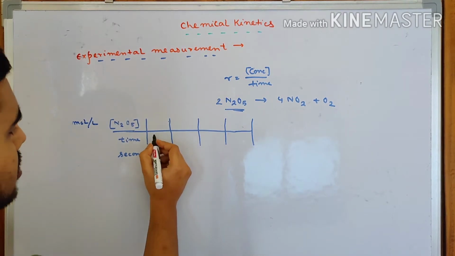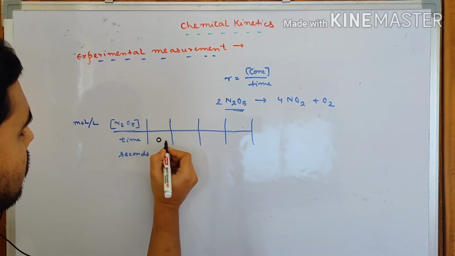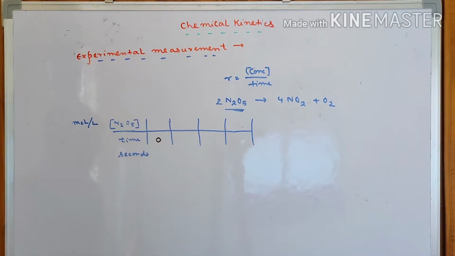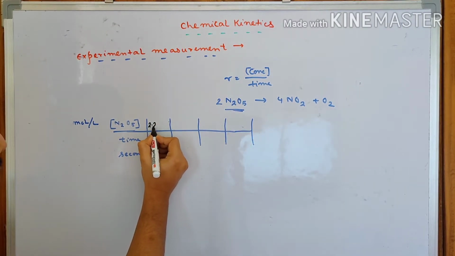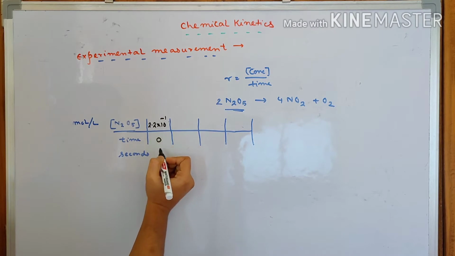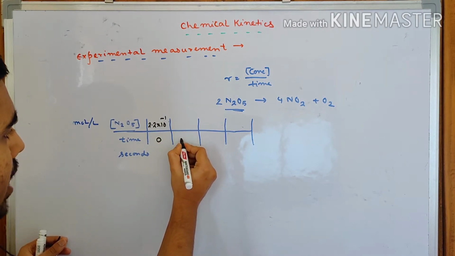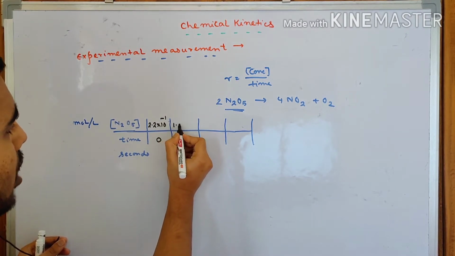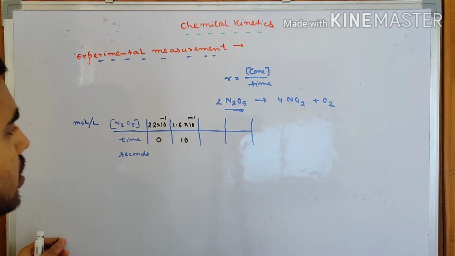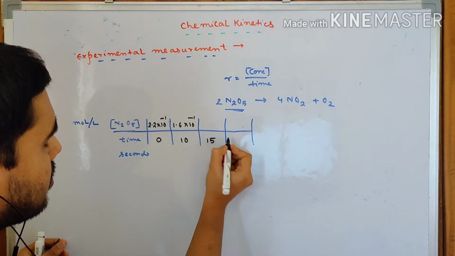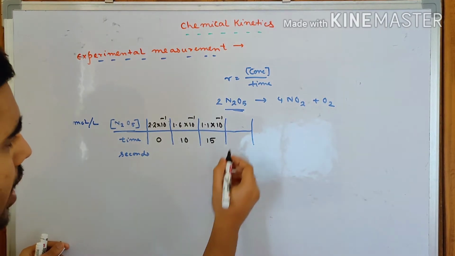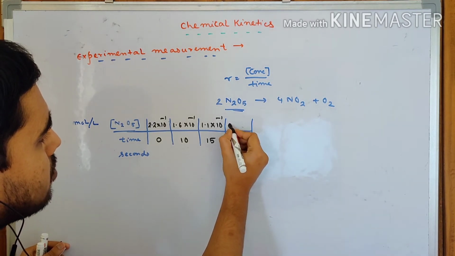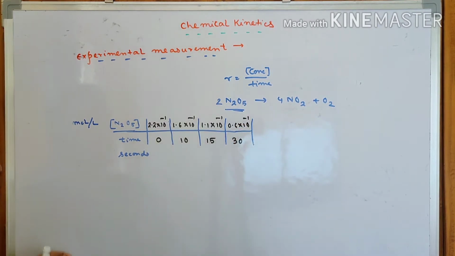Suppose at time 0 we have the initial concentration. With time, this concentration will decrease. Suppose this was 2.2 into 10 to the power minus 1. Then suppose after 10 seconds, it becomes 1.6 into 10 to the power minus 1. And suppose after 15 seconds, it becomes 1.1 into 10 to the power minus 1. And after say 30 seconds, it becomes 0.6 into 10 to the power minus 1, and so on.